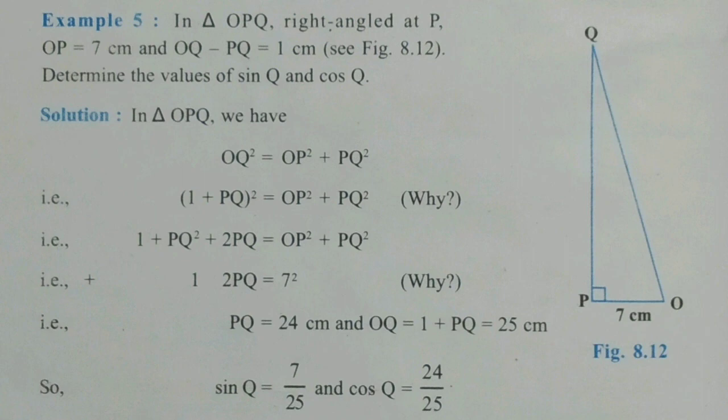Therefore, twice PQ will be equal to 48, and hence PQ will be equal to 24 and OQ is equal to 25. Substituting the values, we get sin Q is equal to 7 upon 25 and cos Q is equal to 24 upon 25.